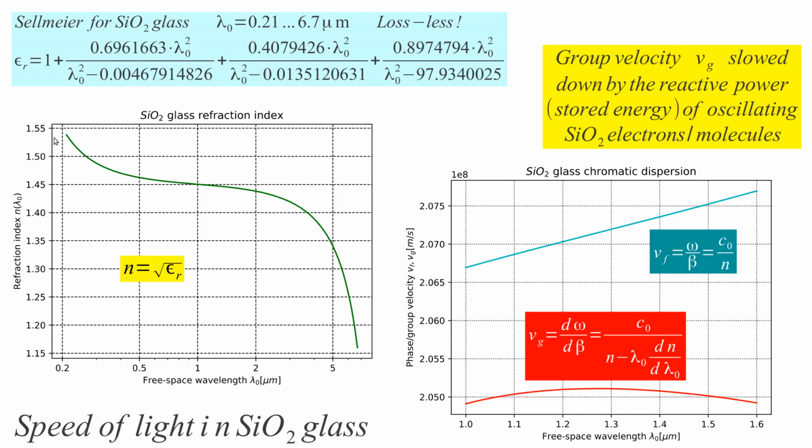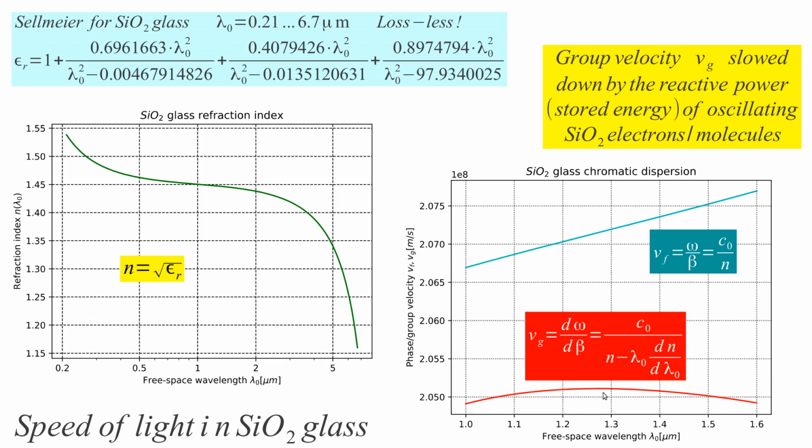And all these resonances, ultraviolet and infrared, are actually resonant circuits. They store energy in the form of reactive power. This reactive power is now slowing down our communication. Since the group velocity is defined as the derivative of omega over beta, we have to be very careful when calculating derivatives over lambda, because the refraction index is also a function of lambda. So we should make the complete derivative.